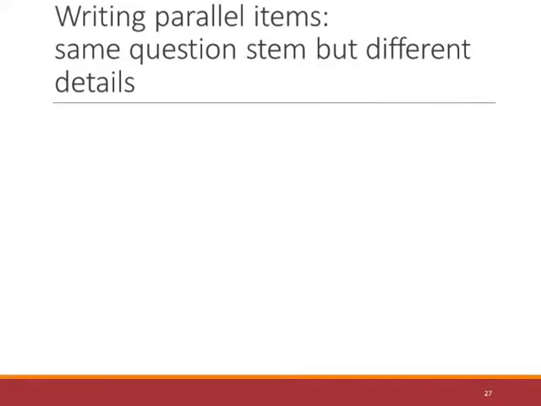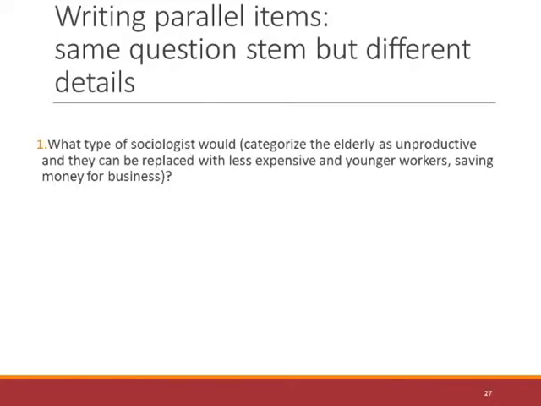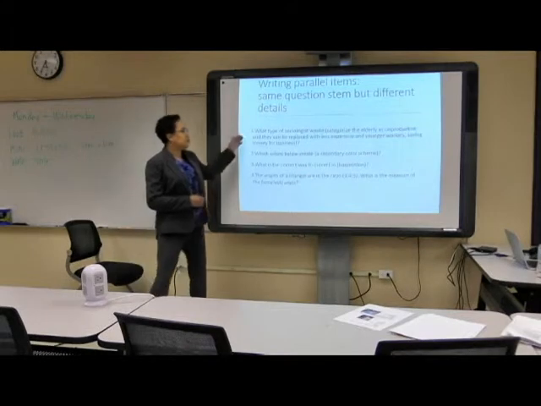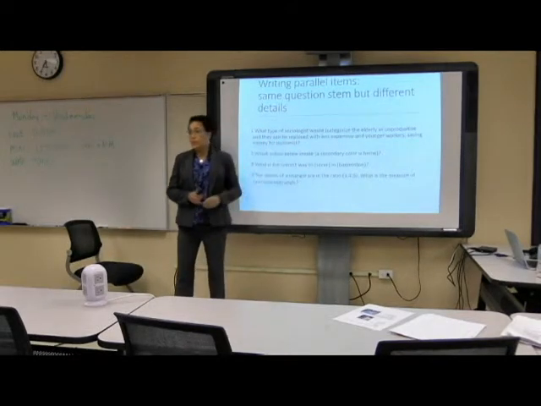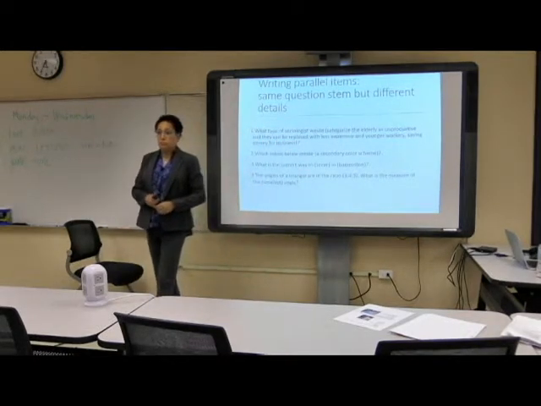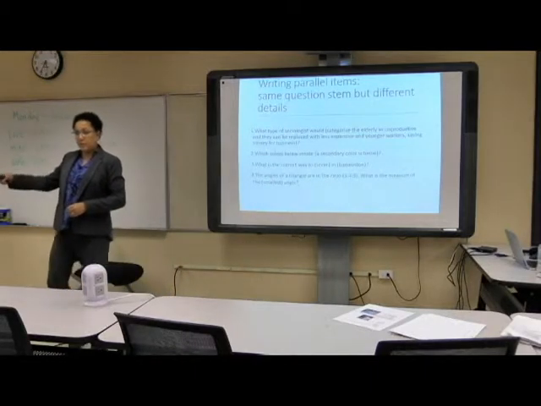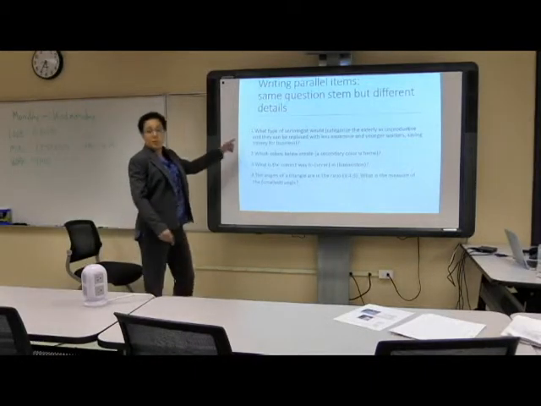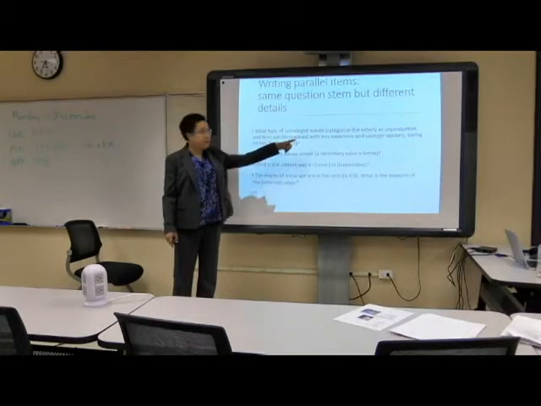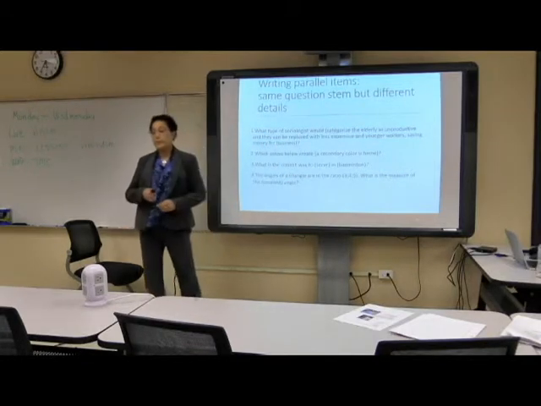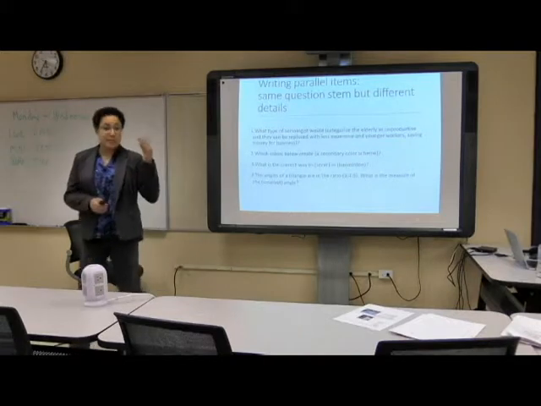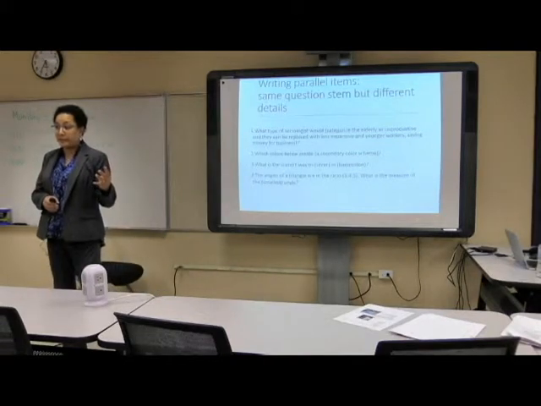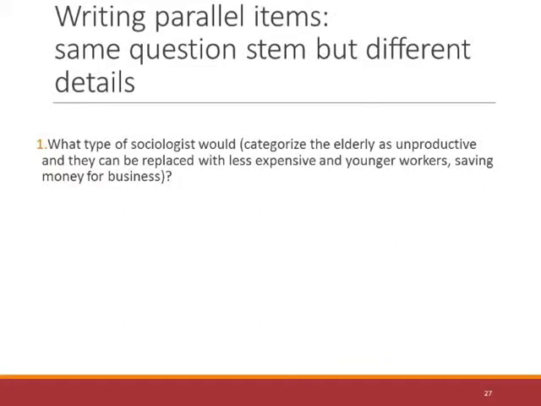You could ask the same question stem but give different details. What type of sociologist would categorize the elderly as unproductive and replaceable? Then ask about something else, and then something else. So the student has to know about the different areas of sociology, but now you're giving them a different circumstance to think about. The answer choices would be these same 4 types of sociologists. You just change the circumstance you're asking about.